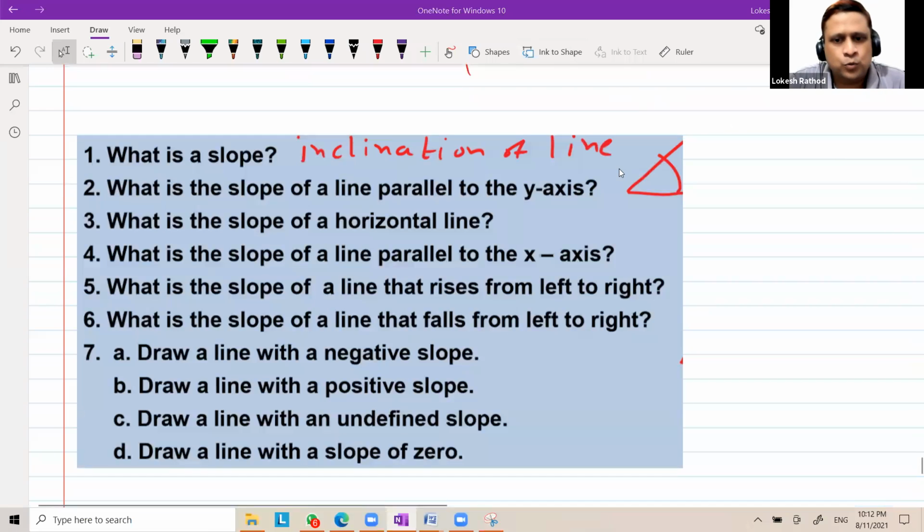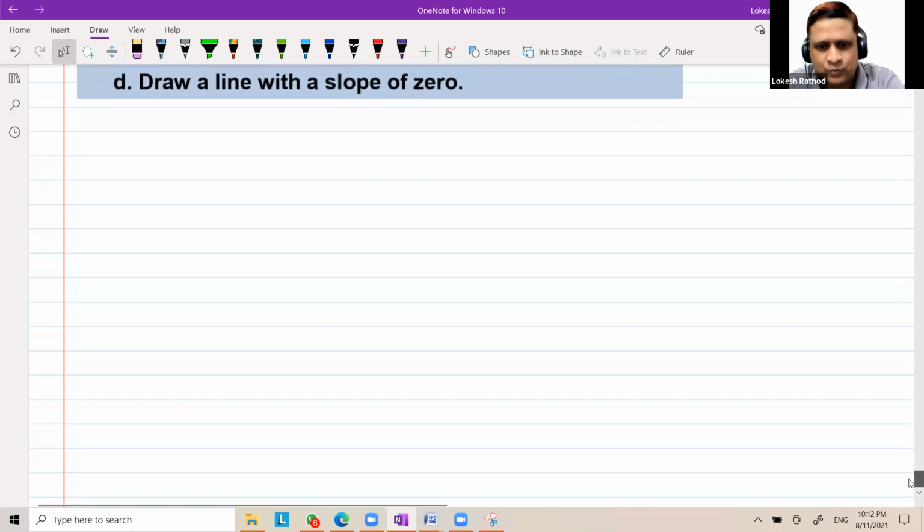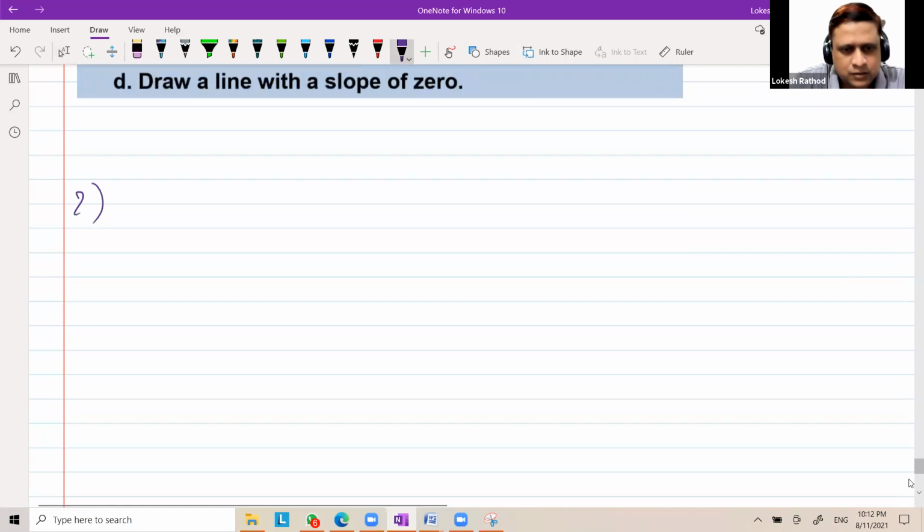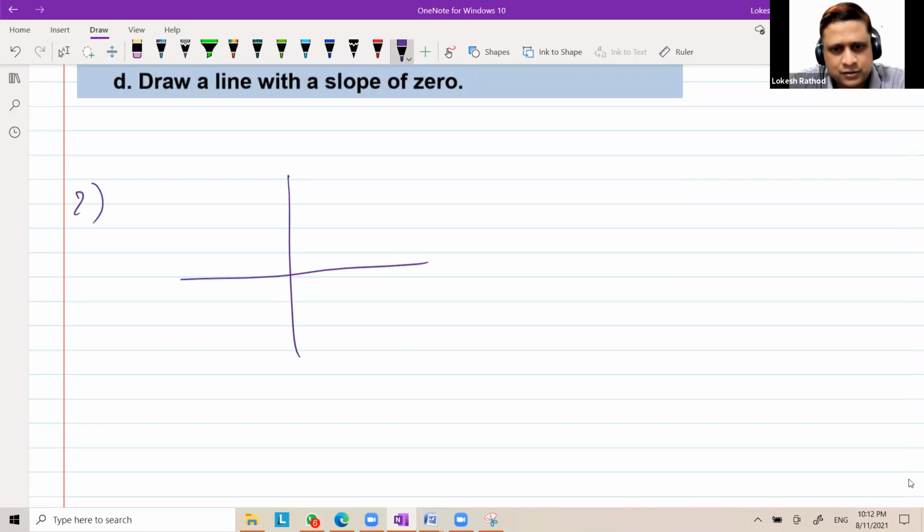Okay. What is the slope of a line parallel to the y-axis? So let's take one example. A line parallel to the y-axis would be like this. Just for easy calculation, I take this point as 5, 0. So what will be the other coordinates at this point? The x coordinate will remain 5 only. The y coordinate would be, say, 4. Okay, so I got 2 points. I can find slope. So what is slope?